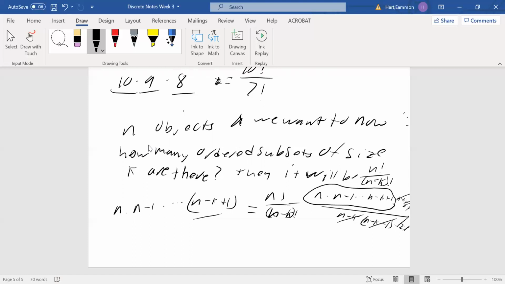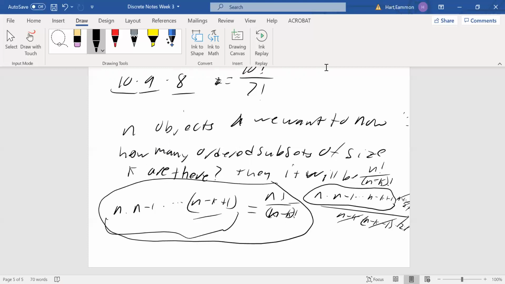So this formula is equivalent to this formula. And that is how we count ordered subsets of size k for a set of size n.